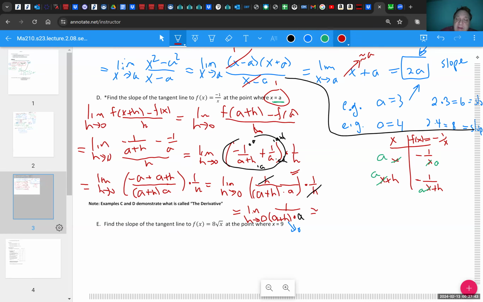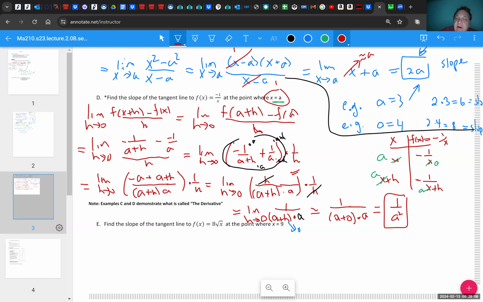And so what I get is 1 over a plus 0, because h is going to 0, times a. All right, hopefully that's not too confusing with my little verbal snafus there. That becomes 1 over a plus 0, which is just a, and a times a is a squared. So my answer is 1 over a squared.